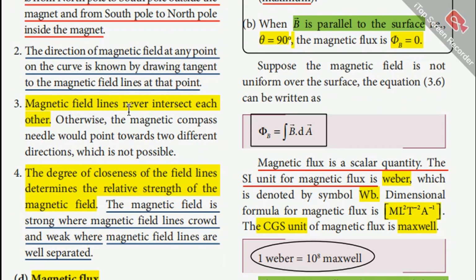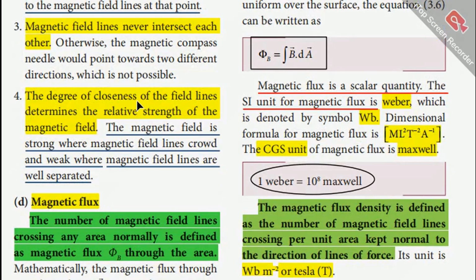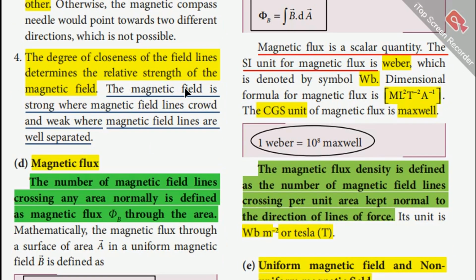Magnetic field lines never intersect with each other. If they intersected, the magnetic compass needle would point towards two different directions, which is impossible. The degree of closeness of the field lines determines the relative strength of the magnetic field. The magnetic field is strong where the magnetic field lines are crowded, and weak where the magnetic field lines are well separated.